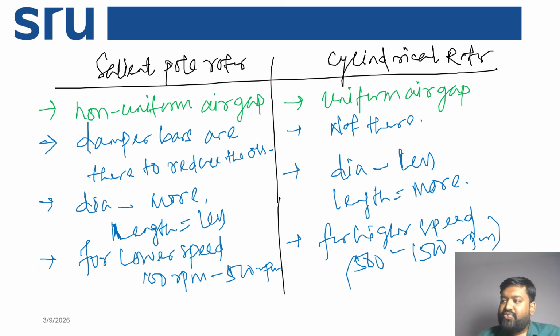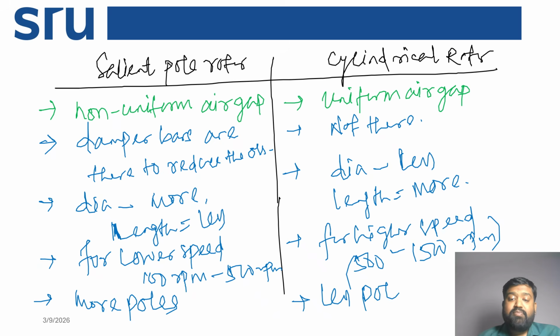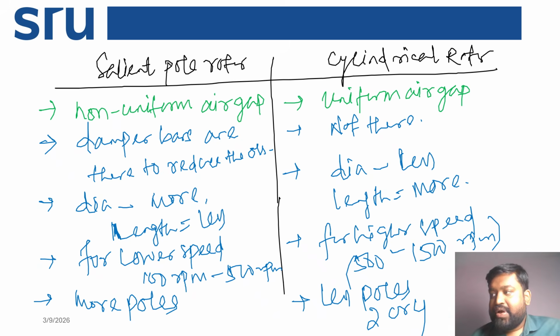Okay, now you see another point we can note down here: more poles we can put here, but in the other type, due to this, less poles. And how many poles, as I already mentioned, 2 or 4 poles we can use. By this process, you see this cylindrical rotor is more advantageous.